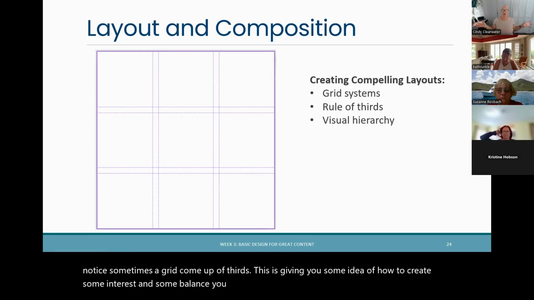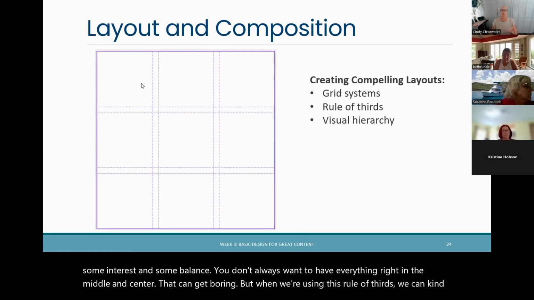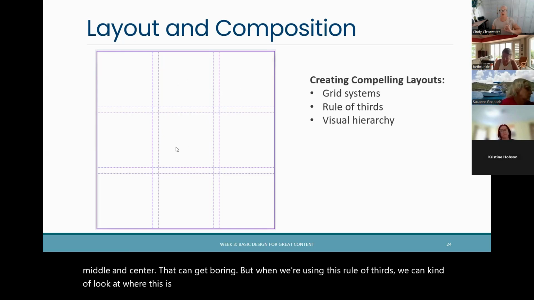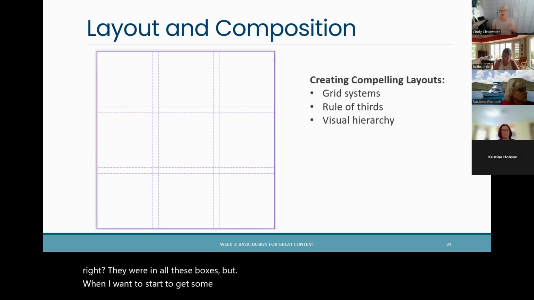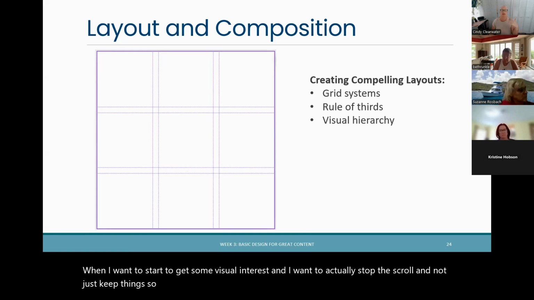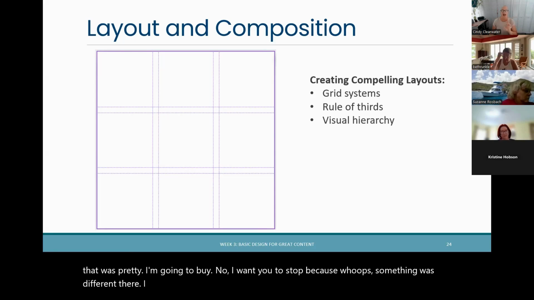You don't always want to have everything right in the middle and centered. That can get boring. But when we're using this rule of thirds, this is where those nine circles come in that I said looked really balanced, right? They were in all these boxes. But when I want to get some visual interest and actually stop the scroll, and not just keep things so harmonious and balanced that it's like, oh, that was pretty, I'm going to go by, no, I want you to stop because something was different there. I might look at moving an element into where these lines connect in this rule of thirds.